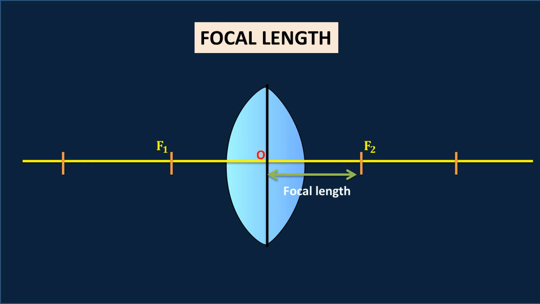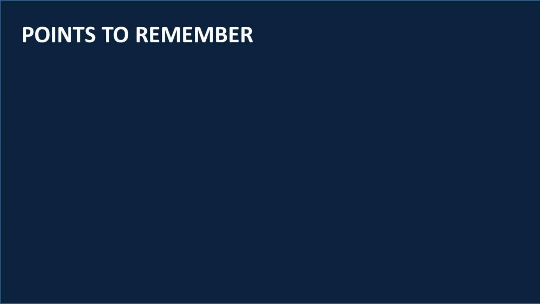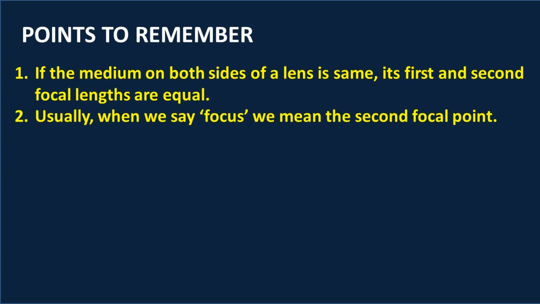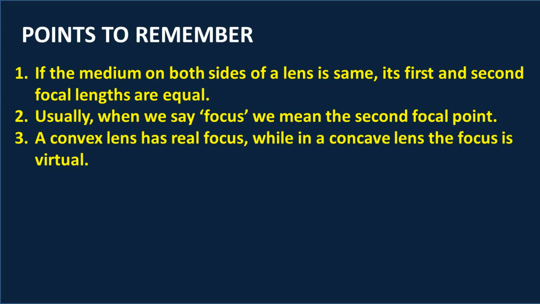Now let us study some important points to remember. Number 1, if the medium on both sides of a lens is the same, its first and second focal lengths are equal. Number 2, usually when we say focus, we mean the second focal point. Number 3, a convex lens has a real focus, while in a concave lens, the focus is virtual.